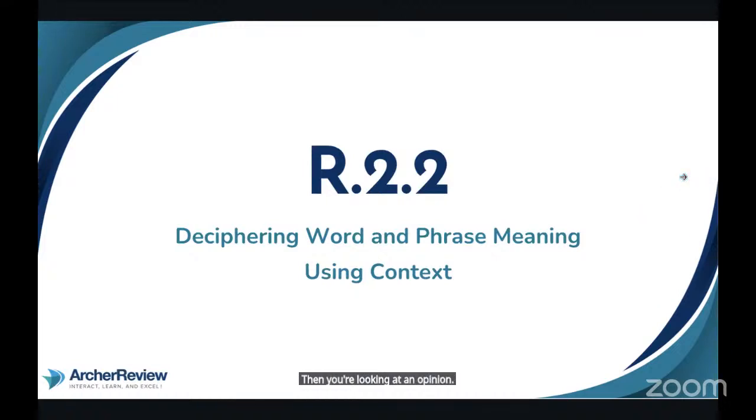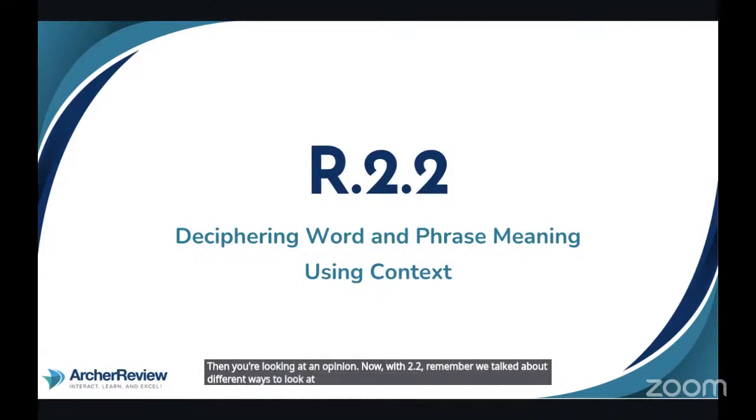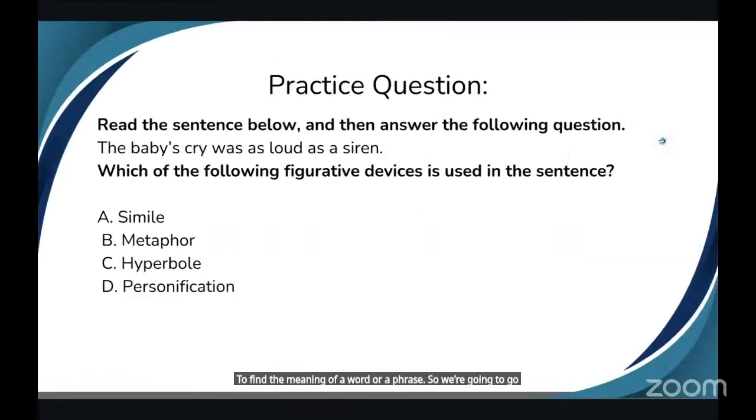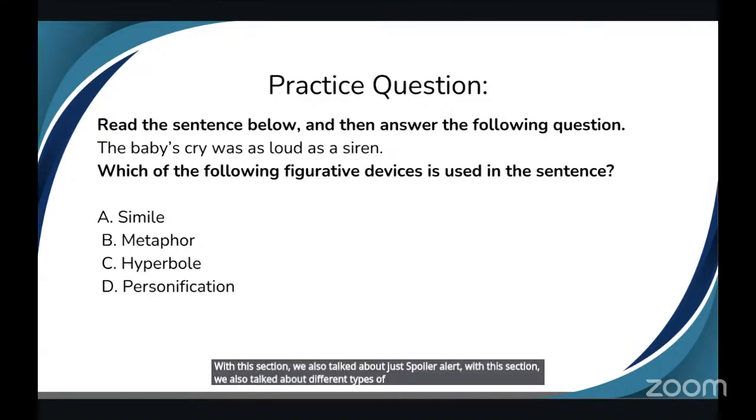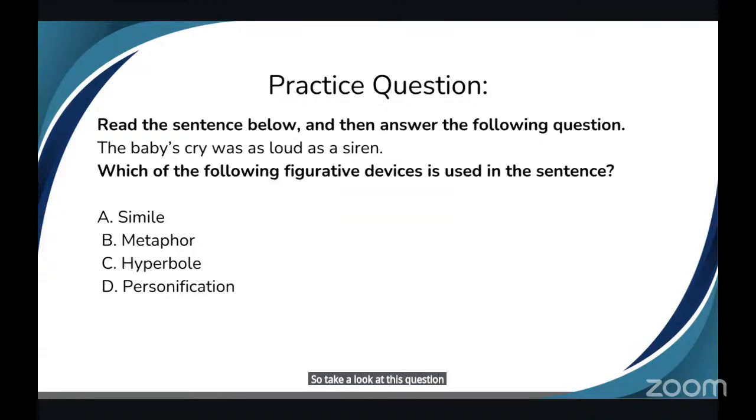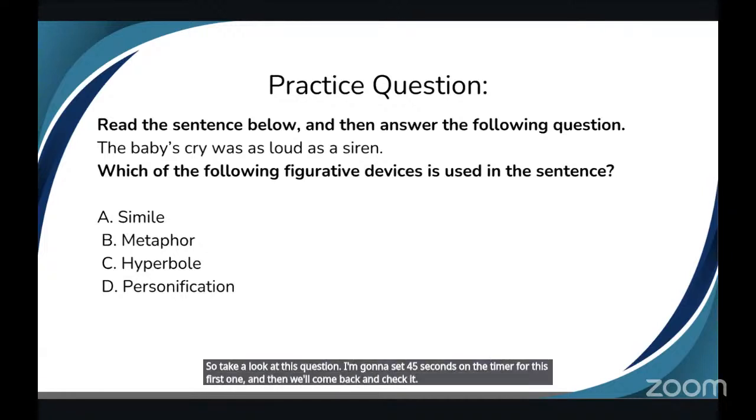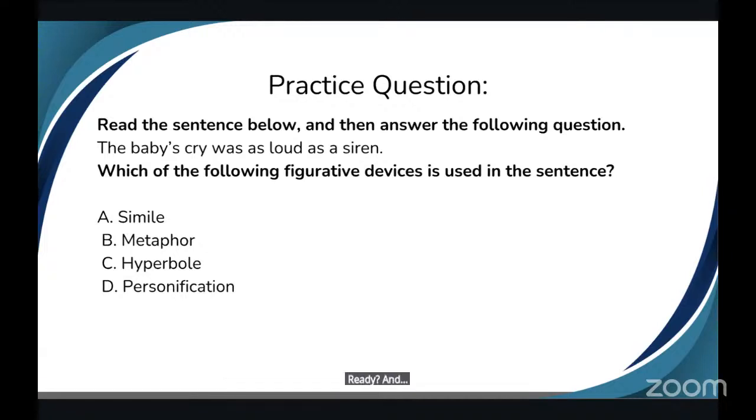Now, with 2.2, remember we talked about different ways to look at context clues, different types of context clues to find the meaning of a word or a phrase. So we're going to go ahead and jump on in. With this section, we also talked about different types of figurative language, and those are the ones we're going to look at now. So take a look at this question. I'm going to set 45 seconds on the timer for this first one, and then we'll come back and check it. Ready? And go.